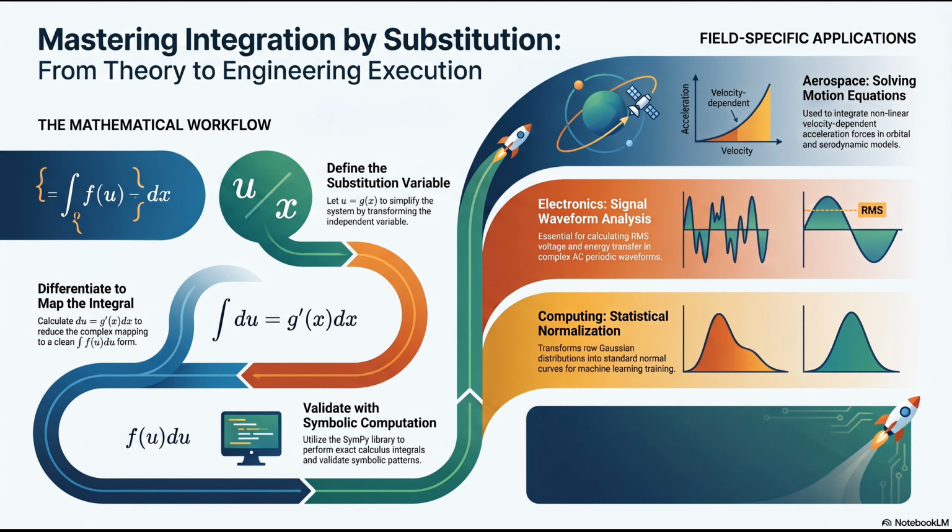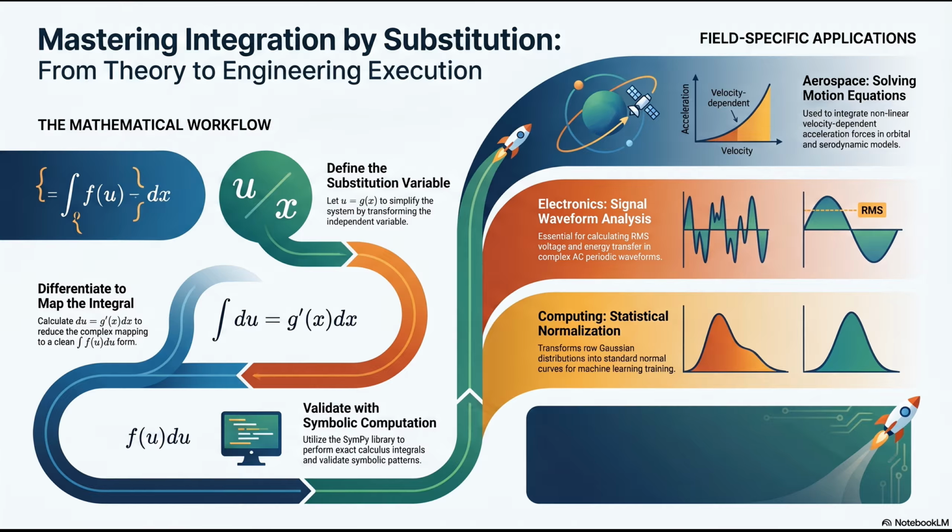The process basically follows 4 steps. Step 1, you look at that messy, trapped inner function, and you just give it a new simple name. You assign it a single letter, usually U. You're essentially putting a mask over the chaos. You are isolating the internal mechanism. But step 2 is really where most people get tripped up. You can't just slap a new label on the function and call it a day. You have to differentiate that new substitution.